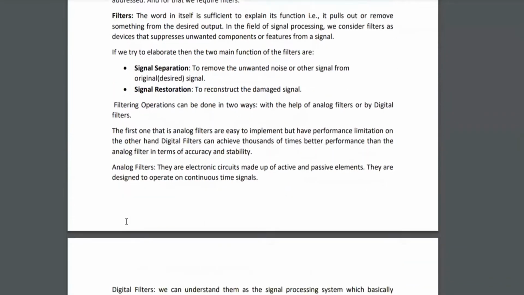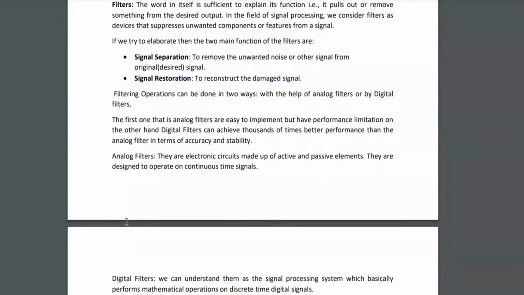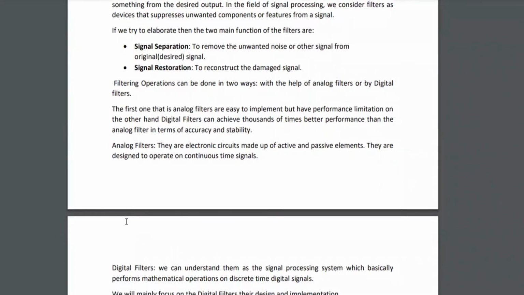Analog filters are electronic circuits made up of active and passive elements. They are designed to operate on continuous time signals. While digital filters, we can understand them as signal processing systems which basically perform mathematical operations on discrete time digital signals. That's why they are highly accurate. We will mainly focus on digital filters, their design and implementation.